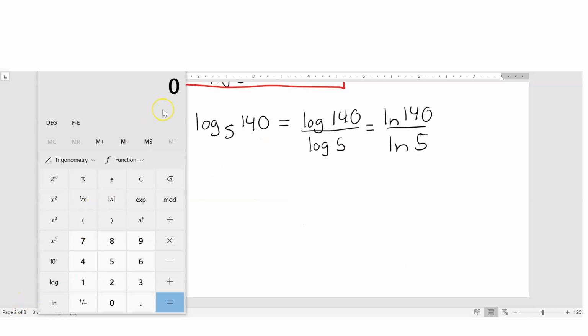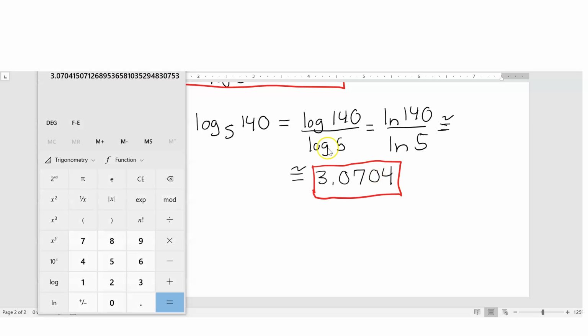I can use my built-in calculator to calculate this expression with the log and natural log functions. So I'll do 140 log divided by 5 log. We'll get that value 3.0704. And let's do the natural log. 140 natural log divided by 5 natural log. And again, we get that same value. So this is our final answer. Going to 4 decimal places, it'll be approximately 3.0704.